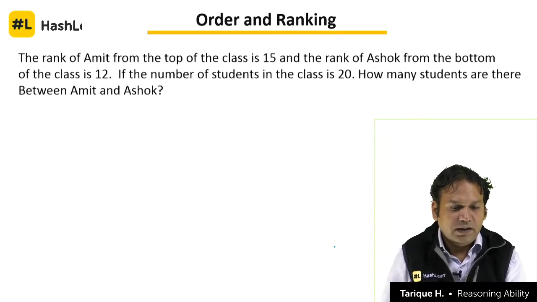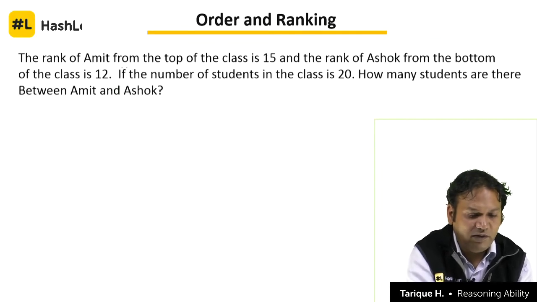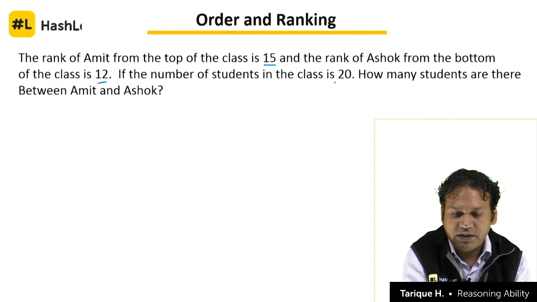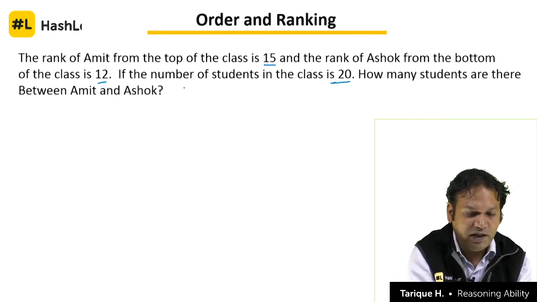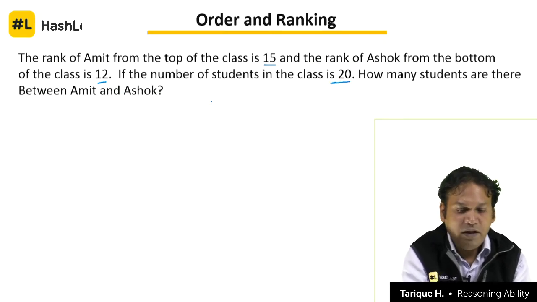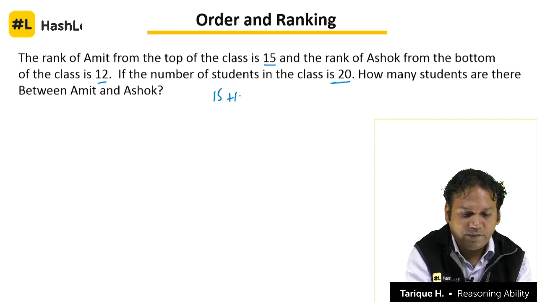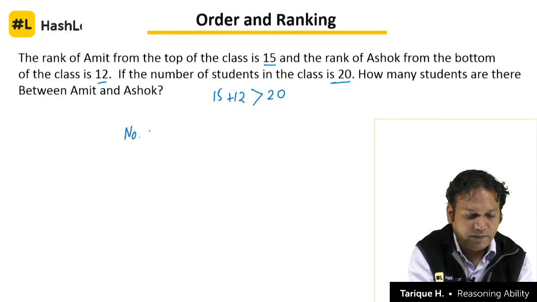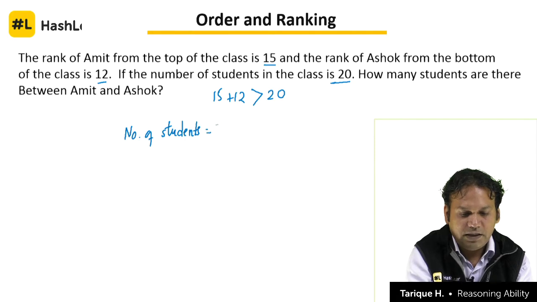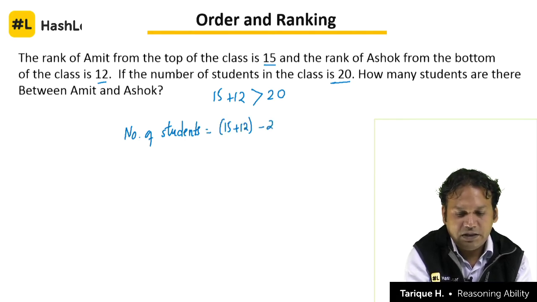Let us see the same question now. The rank of Amit from the top is 15, rank of Ashok from the bottom is 12, and the number of students in the class is 20. How many students are there between Amit and Ashok? We know 15 plus 12 is greater than 20. So, the number of students between them is equal to 15 plus 12, 27, minus 20 minus 2, that is equal to 5.